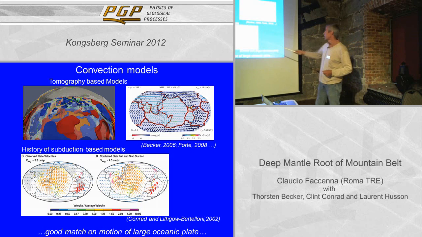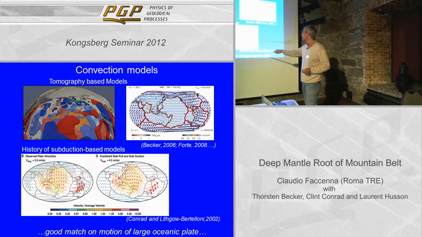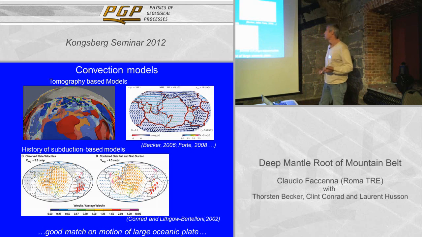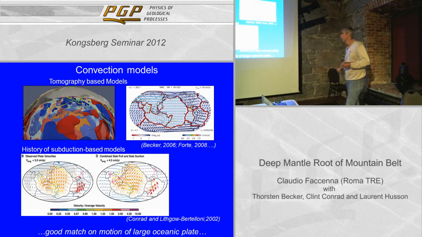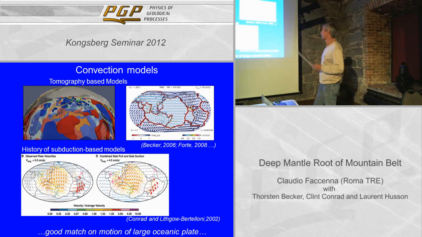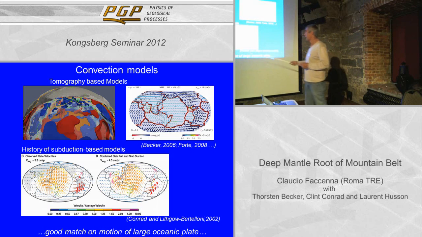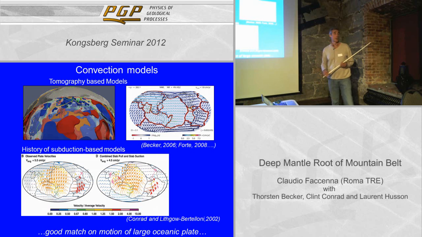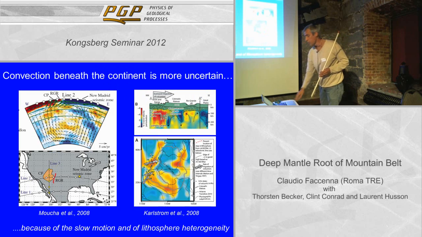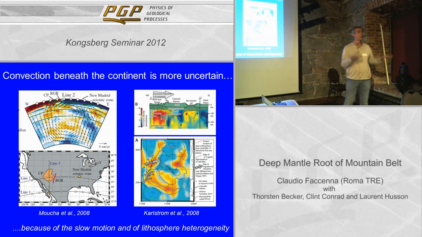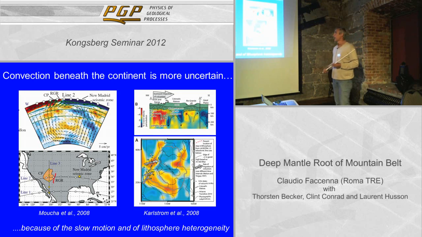Other people are trying another exercise, Carolina and Clint, for instance, using the history of subduction in the last 100 million years, inverting that for density. And as well, in this case, the match is fairly good. This is good especially for the case of large oceanic plates. Things get more complicated when we move into the continent.